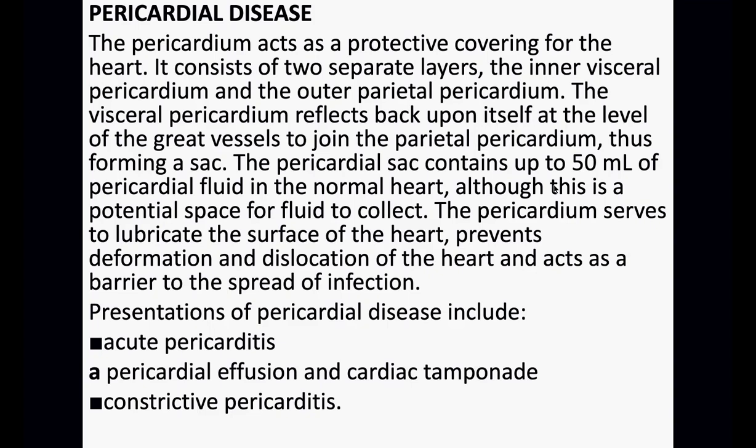We know that the pericardium, as we said in the first lecture in our series, is a protective covering of the heart and consists of two layers, the visceral layer and the parietal layer, and in between there is some pericardial fluid, less than 50 cc in a normal heart, used for lubrication. Presentations of pericardial disease include acute pericarditis, constrictive pericarditis, pericardial effusion and pericardial tamponade.